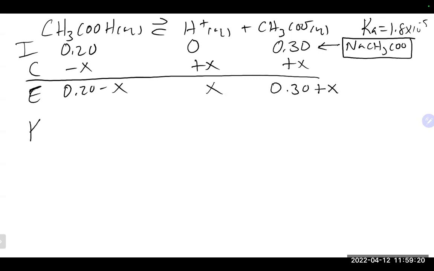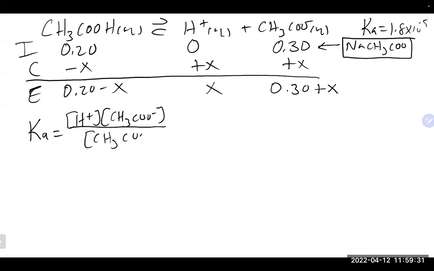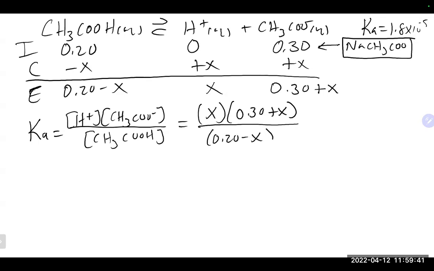We're going to go into our Ka expression, which is really the same expression as we had on the previous problem there. And that would get us x times (0.3 plus x) up on top, divided by (0.2 minus x) on the bottom, equals 1.8 times 10 to the minus 5.